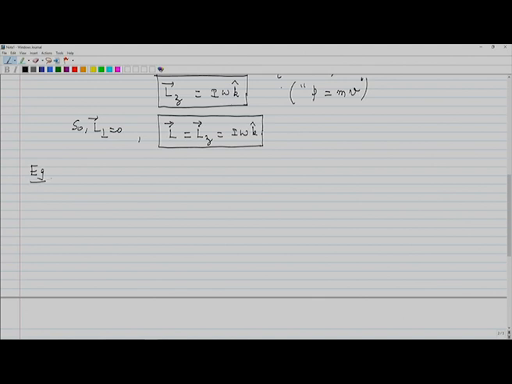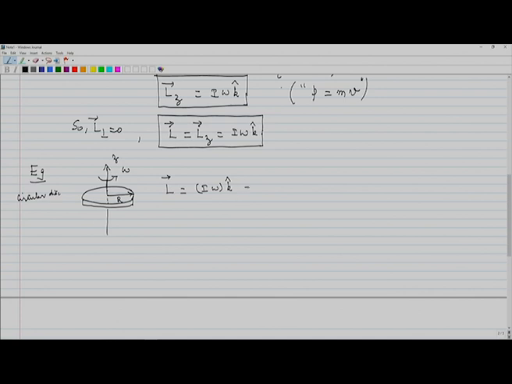Example 1. Let us say that I have a circular disk. This is the axis of rotation. This is z, omega, and its radius is r. Now I want to write down the angular momentum vector. Angular momentum vector is equal to, yeah, this is a symmetric body. The axis is also a symmetry axis. So therefore, L is nothing but I omega times k. Fine?